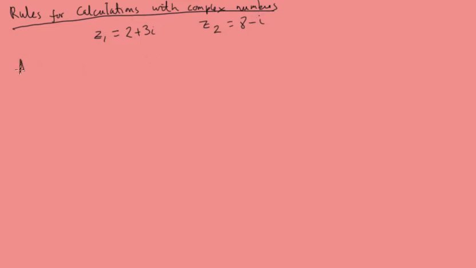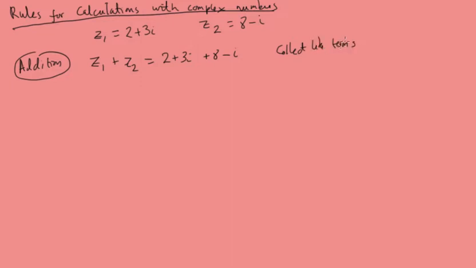So let's do addition first. So we want to do z1 plus z2. So we'll write z1 is 2 plus 3i plus 8 minus i. So we do this in the same way as we would if we were working with any algebra. We just collect like terms. So the real part is 2 and 8, so 2 plus 8 is 10. The imaginary part is 3i minus i, which is going to be plus 2i.